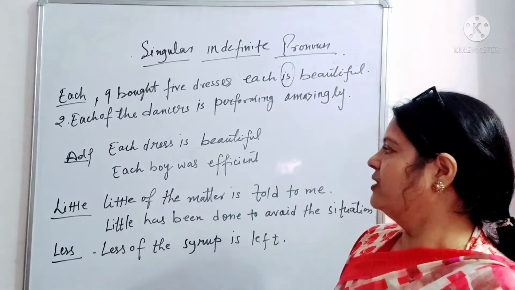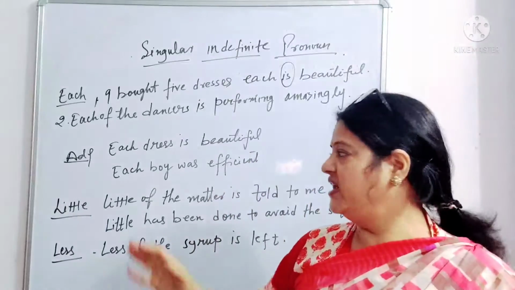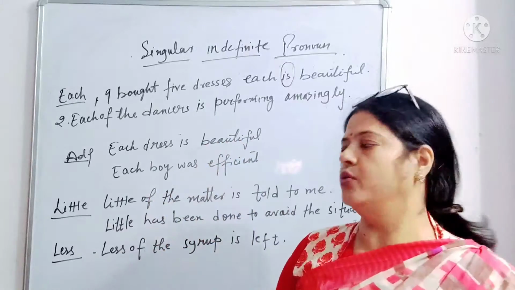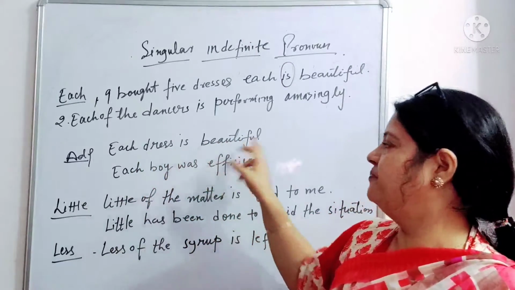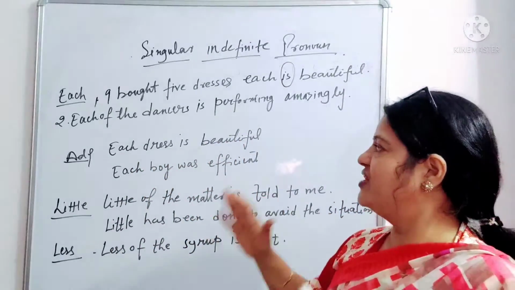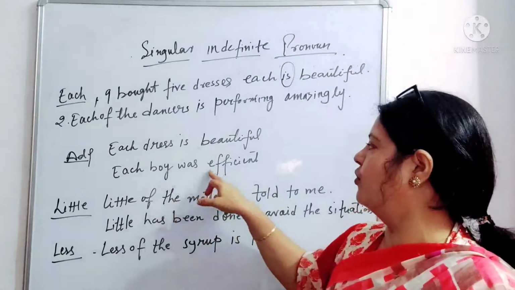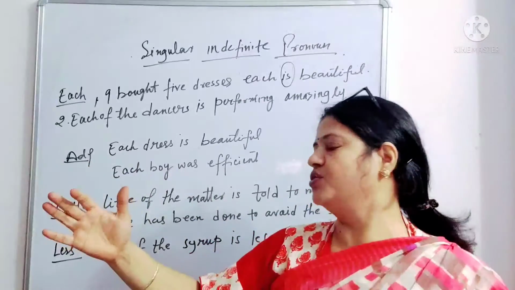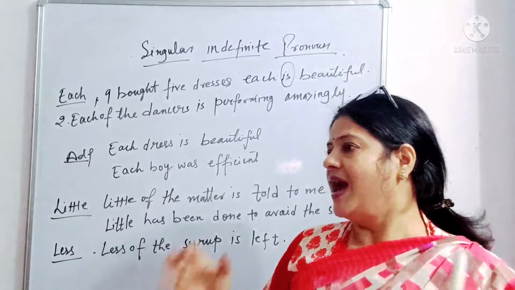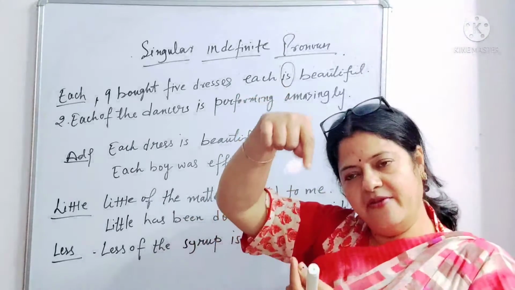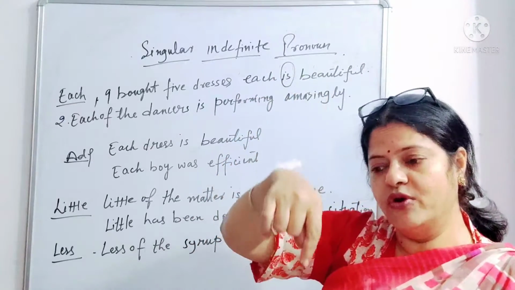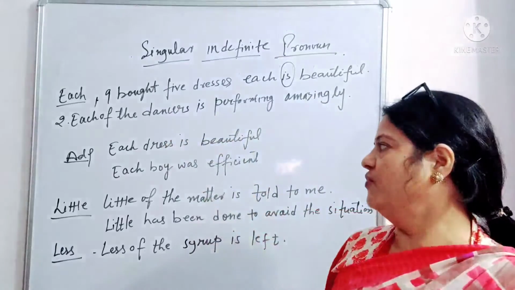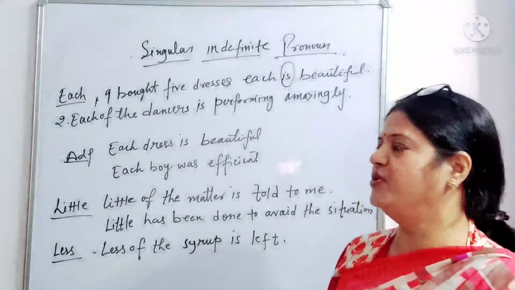So let me tell you one more thing, that each can be used as an adjective too when we use it before a noun. Each dress is beautiful, okay? Each boy was efficient. Here again we see the same thing. It means that lots of dresses are there and we are focusing on every separate dress. So we say that each dress is beautiful.